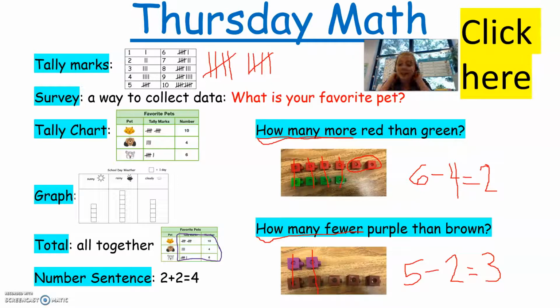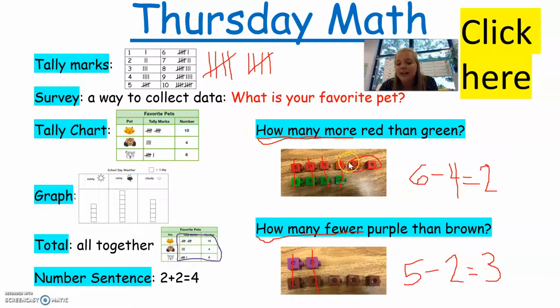What's a number sentence? Yeah, it's like addition or subtraction. So when we add or subtract. So if I was going to do an addition sentence for the total, I would have to add up all my numbers, right? Yep, and if I want to do a number sentence for how many more or how many fewer, I use subtraction. So that's going to bring us over here to how many more red than green.